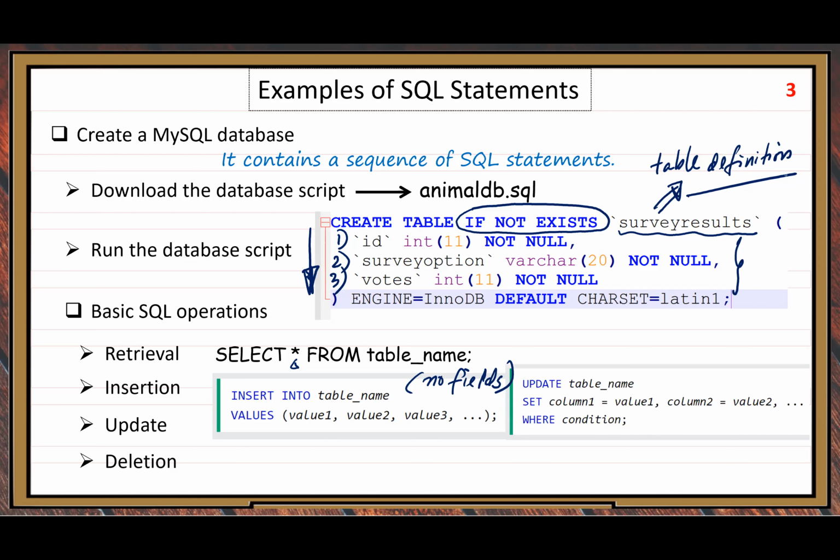Then update. All right, so here is the syntax: UPDATE table name SET. When you do updates, which part do you set? Column 1, which could be that ID, could be survey option. Yeah, that's the column. Fields, column, the same thing. So sometimes we use column, sometimes we use field. Column 1 equals value 1, comma. Separate by comma. Column 2 equals value 2, and so on. Where you specify the condition.